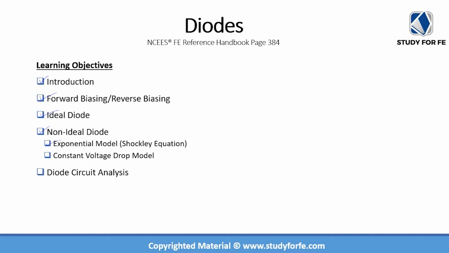The first one is the exponential model, which is based on the Shockley equation. And the second one is the constant voltage drop model, which is primarily used for diode circuit analysis, and that's why it's important. And at the end, we will look at diode circuit analysis using the ideal diode model and the constant voltage drop model.